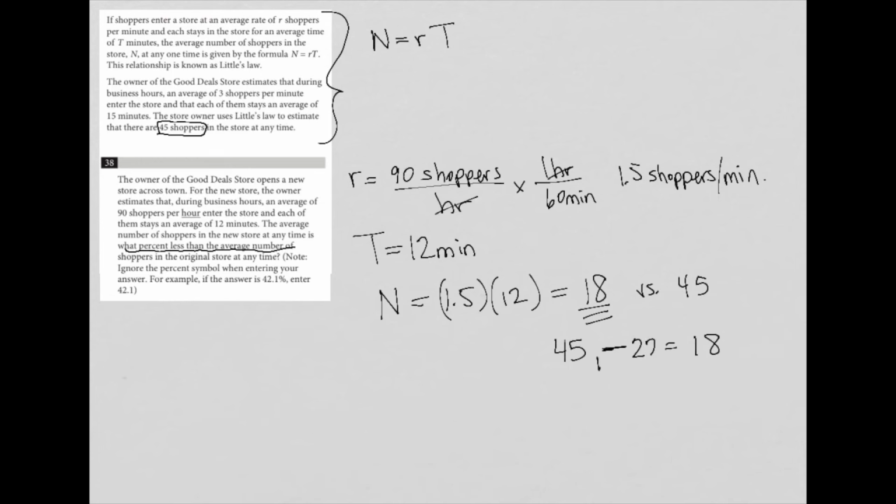So I find this number because I'm looking for the percent less, right? So what is 27 out of 45 as a percentage? When I divide 27 divided by 45, I get 0.6, which is equal to 60%. Right, so it's a 60% decrease when I go from 45 down to 18. So the answer here should be 60, or 60%.